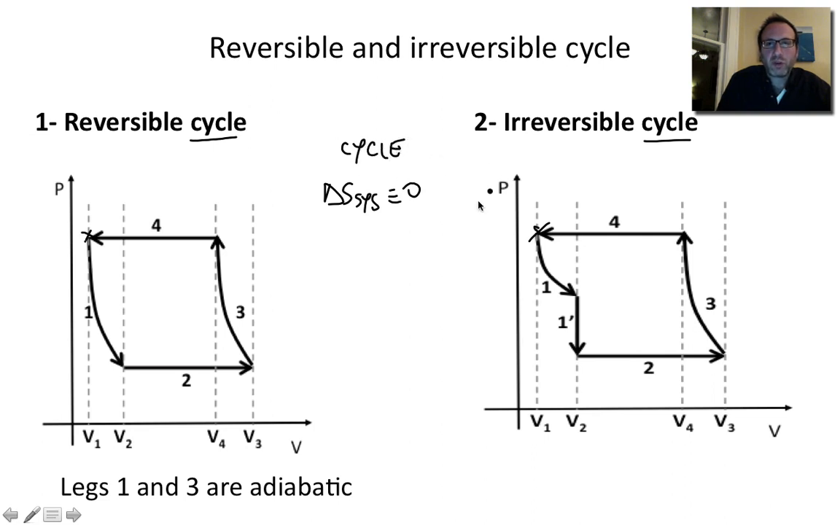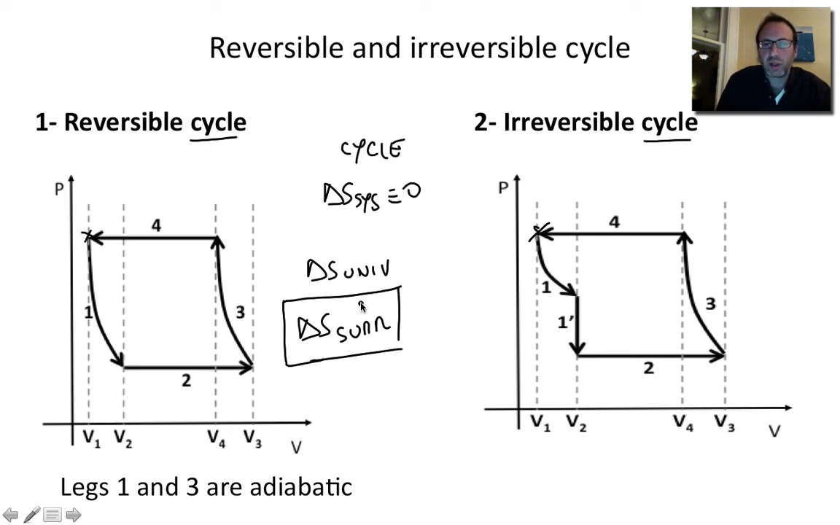What makes it reversible or irreversible is delta S of the universe. Because delta S of the system is 0, what makes it reversible or irreversible is delta S of the surroundings. So never forget that. It's the surroundings that don't go back to their initial state in an irreversible cycle. The system can very well go back to its initial state, but for the cycle to be truly reversible, the whole universe has to go back to its initial state. So what you have to pay attention to in a cycle, whether it's reversible or irreversible, is the surroundings. It's the surroundings that don't go back to their initial state.